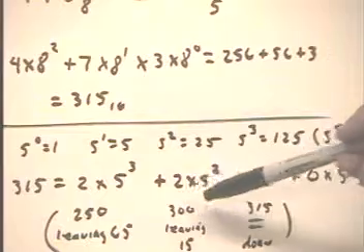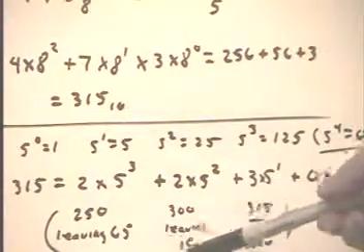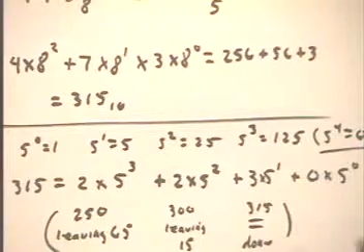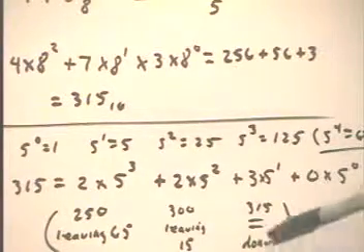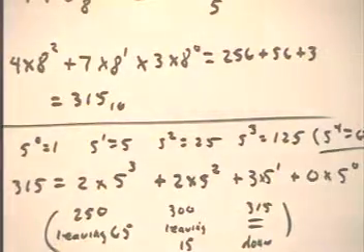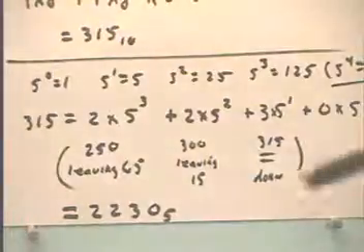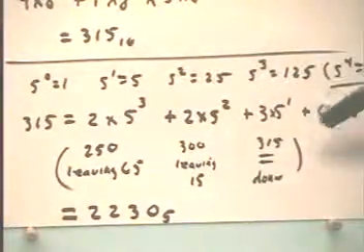That's going to be 2 times 25, or 50, leaving us 15. And then we'll use 3 5s to make up the 15, and we're done. Of course, we still have to write down the 0 times 5 to the 0. And we see that our number is therefore 2, 2, 3, 0, base 5.